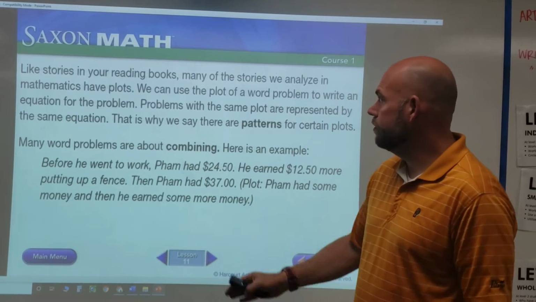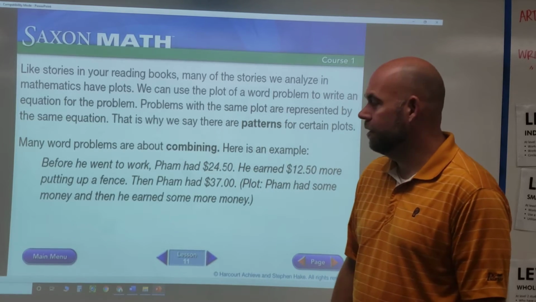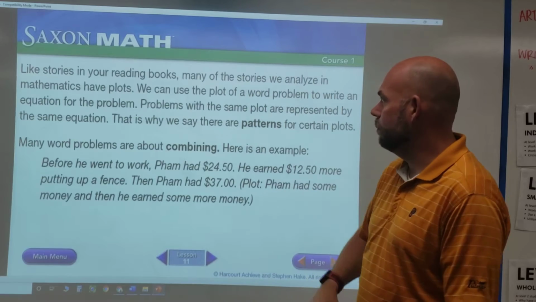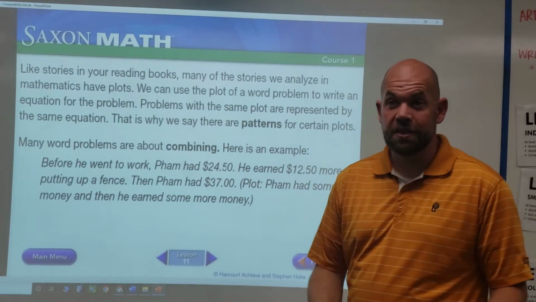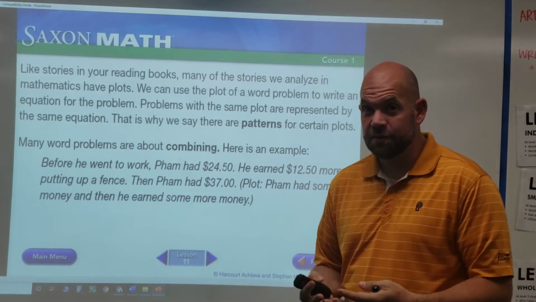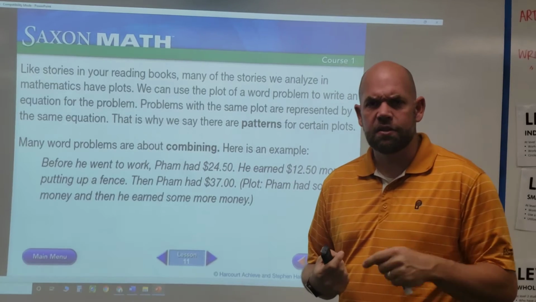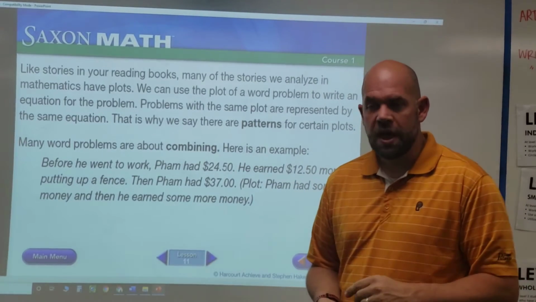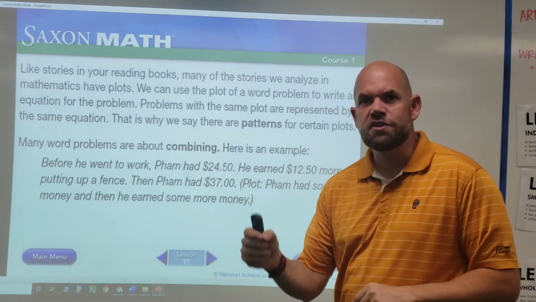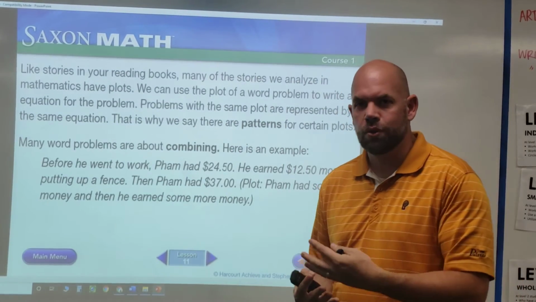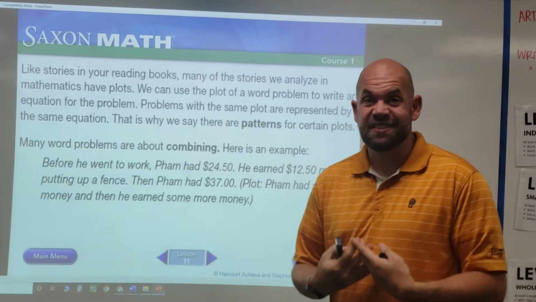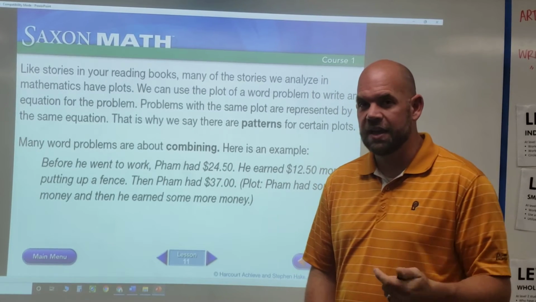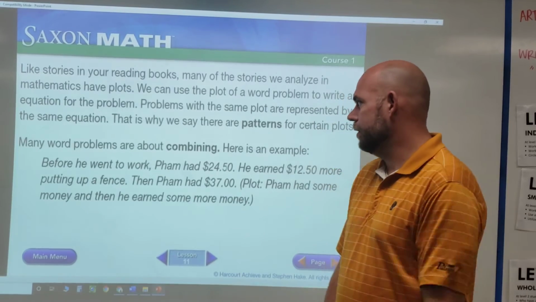So in stories, like reading books, many of our stories we analyze have plots. We can use the plot of a word problem to write an equation for the problem. So we're going to think, what is the problem? That's the first thing. And we've been practicing, those of you who have power-up books, when you do the problem-solving problems, and you have to write understand, and then you plan, and then you go through and solve the problem, we're going to use that same process for these kinds of problems. So the first part is understanding and identifying that plot, all right?